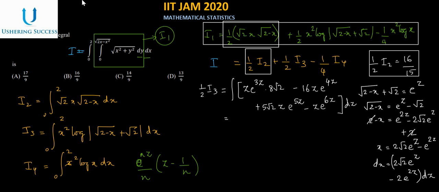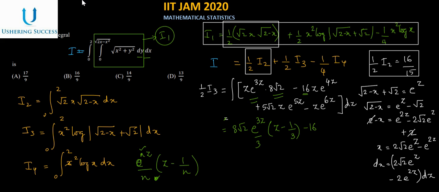So notice the first term is 8 root 2 z e to the power 3z. So this will integrate into 8 root 2 e to the power 3z by 3. E to the power nz will become e to the power nz by n. So e to the power 3z by 3 into z minus 1 by n, which is 1 by 3. So this is my first term. The second one, minus 16. 16 is the coefficient.